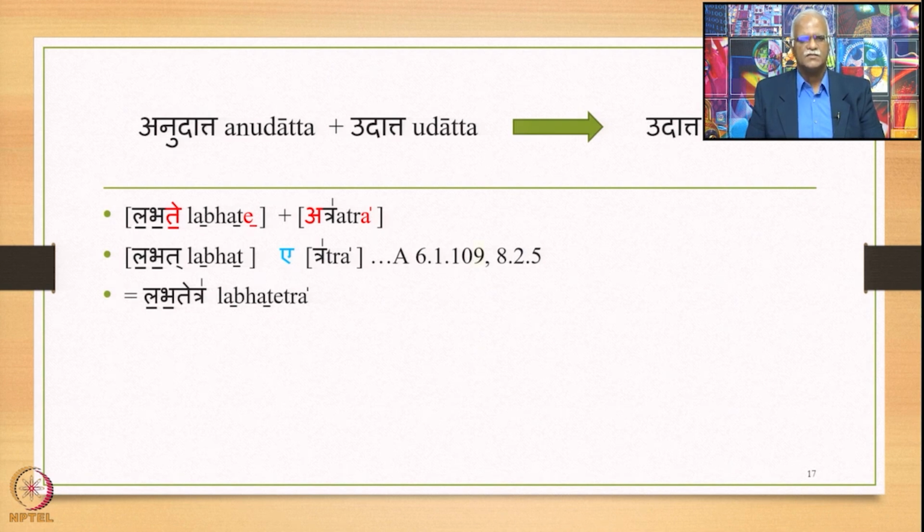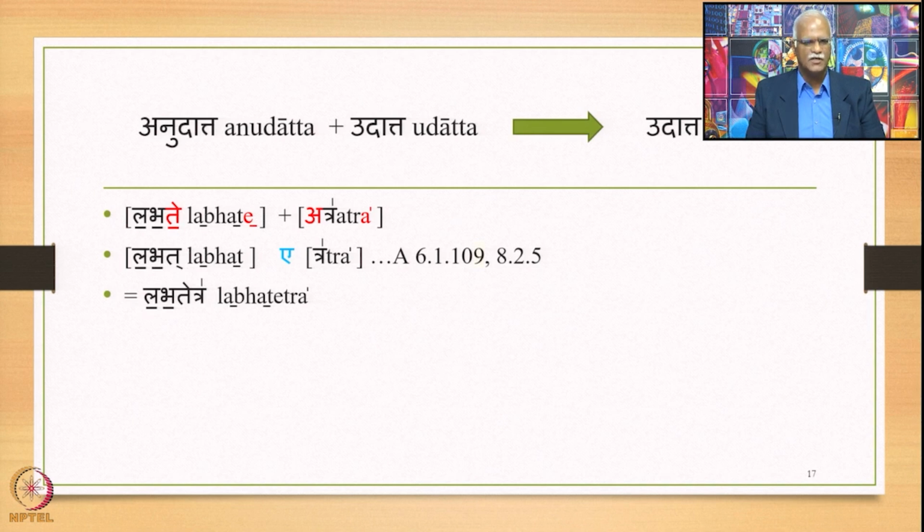Now in this case we have a followed by a. This is the scope of application of the sutra enah padantad ati, generating the purva rupa sandhi. So we have labhate, a and tra. So now this a, which is a substitute, will also get an accent.